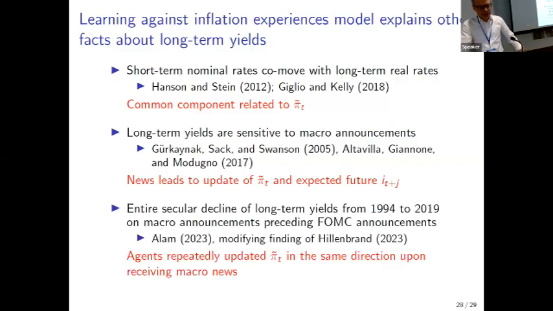And then finally, there's evidence that the secular decline in long-term yields is concentrated on FOMC announcement dates. This was a paper by Hillenbrand. And most recently, a paper by Alam shows that among those FOMC announcement dates, it's those where the FOMC announcement is preceded by macro announcements on the same day or the day before. Yield moves are basically concentrated on macro announcement days. That's also what would happen in my model, because, for example, in this time period since 1981, agents would be repeatedly surprised when new inflation news comes out: inflation is lower than what they had expected, and they would update their expectations again and again in the same direction. And then yields would move in the same direction as well.